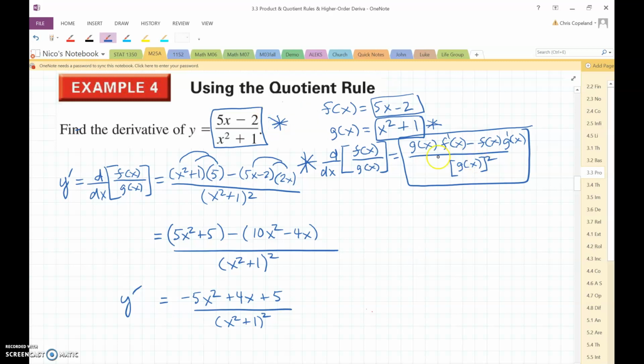Again, you want to memorize these rules. I would make a note card for every derivative rule that we've gone over, and I would just quiz yourself on it daily.